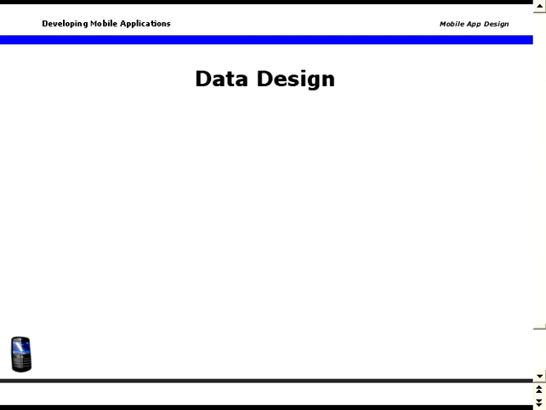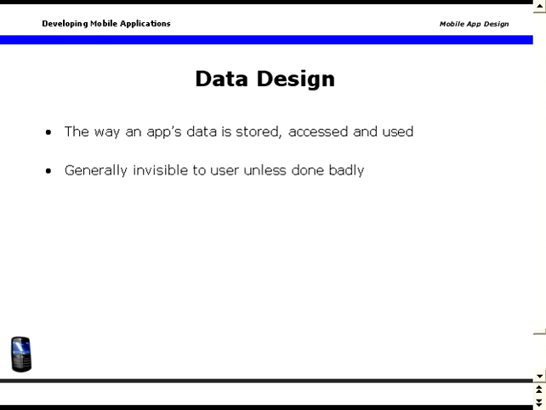Data design is related to information design but is slightly different. Information design describes the way your user encounters your information. Data design is the structure behind the way the app's data is stored, accessed, and used. It's the invisible effort you make to support your information design. Generally, it's one of those things that's not visible to your user unless it's done badly.